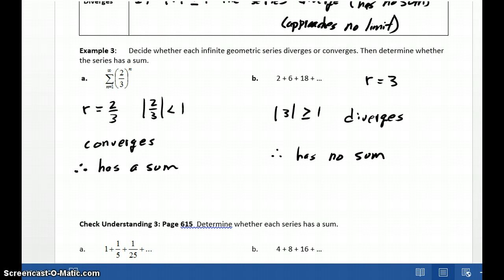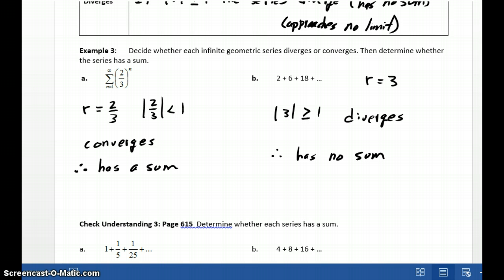Let's look at example 3. Decide whether each infinite geometric series diverges or converges. Then determine whether the series has a sum. Well, I have this sum of (2/3)^n from n to infinity. Clearly we can see that our common ratio is 2/3. The absolute value of 2/3 is less than 1, so we know our series converges. And therefore it has a sum.